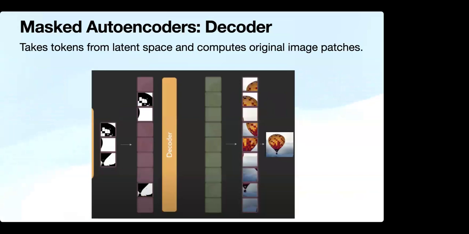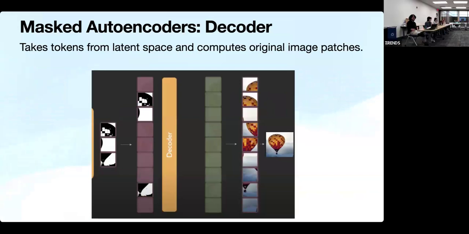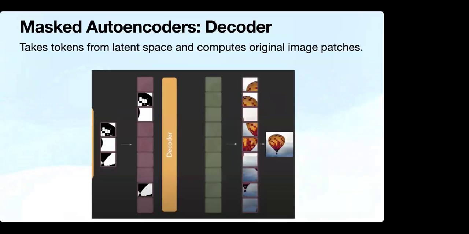In the decoder part, the decoder takes the tokens from the latent space, which were the output of the encoder, and computes the original image patches. What it does is try to realign all of these original patches into the shape of the original input image. Again, how is it able to know where the original image patches came from? It's from this positional encoding part.